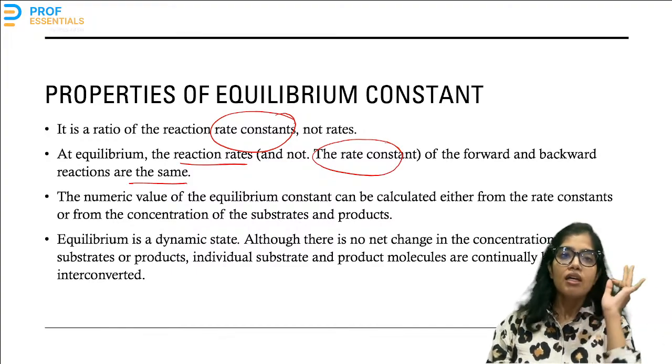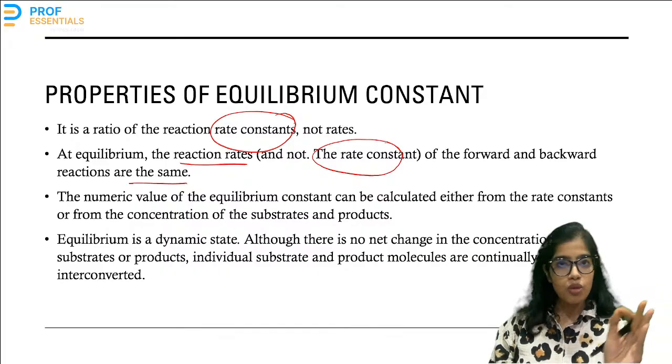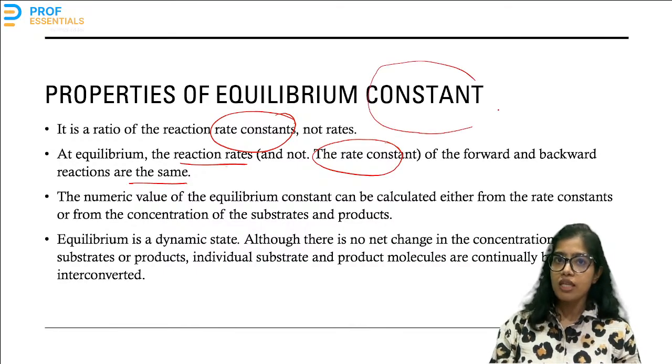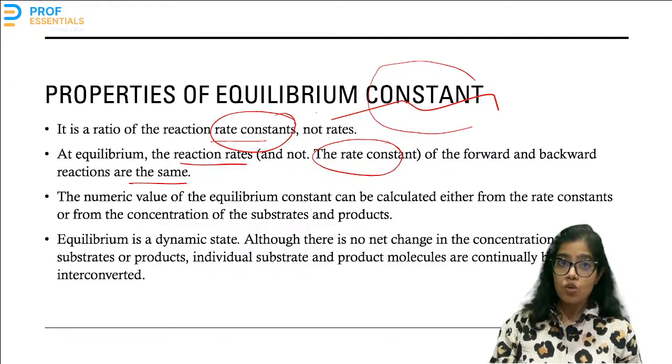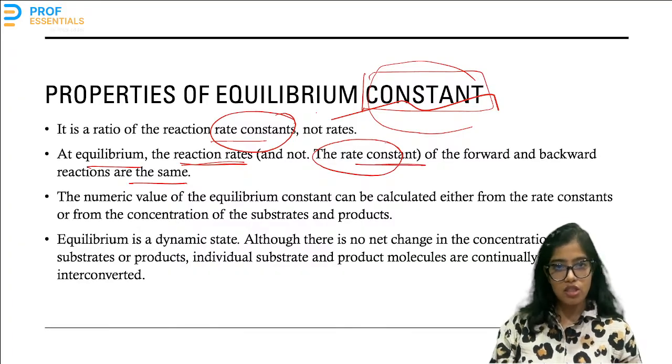Okay. So at equilibrium, the rates are equal. What is the equilibrium constant? It is the ratio of rate constants. So wherever you are coming across constant, equilibrium constant, it is the ratio of rate constants. Whenever you're not coming across constants, that is equilibrium, so at equilibrium the reaction rates are equal. So if at all you're coming across constants in the question, then only your answer should have constant in the answer. So this is a general mnemonic.